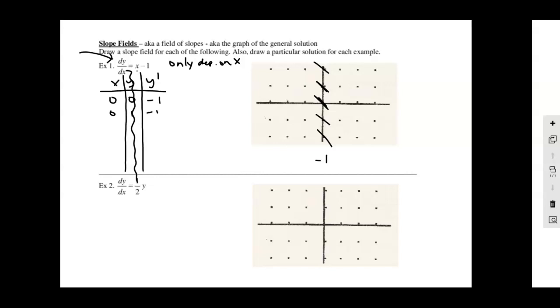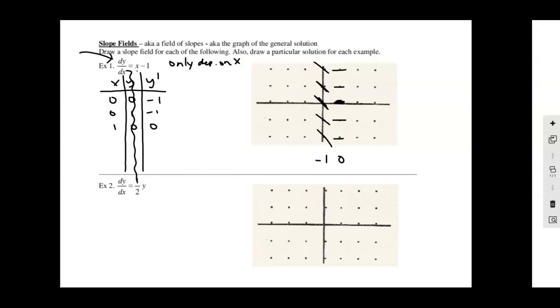Let's test the row to the right. How about the point (1, 0)? Again, the y value doesn't matter, but if we plug in the x value of 1, we get 1 minus 1, so that slope is going to be 0. Zero slopes are horizontal lines, so I'm going to make them a little bit extra bold. Everything in that column is going to have a slope of 0.